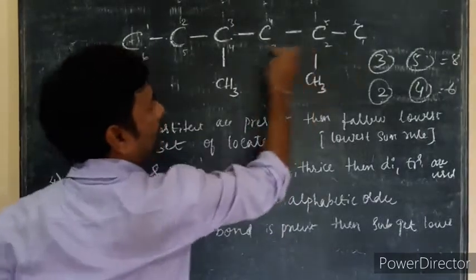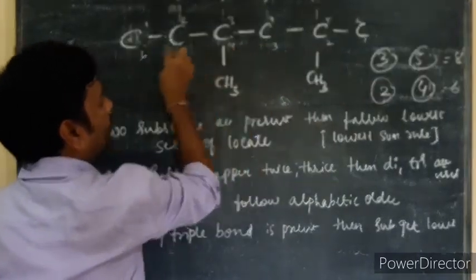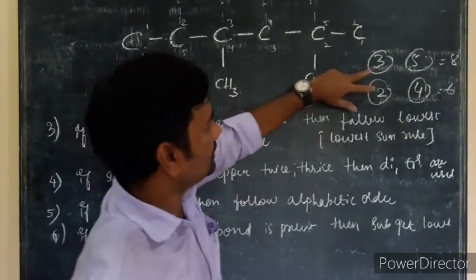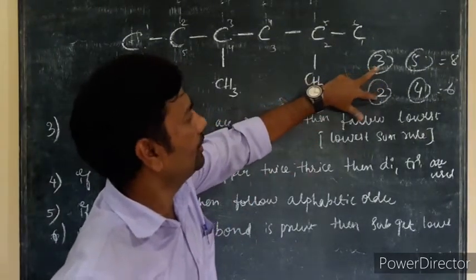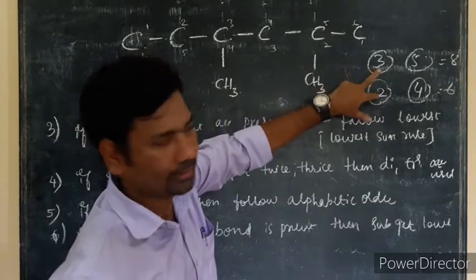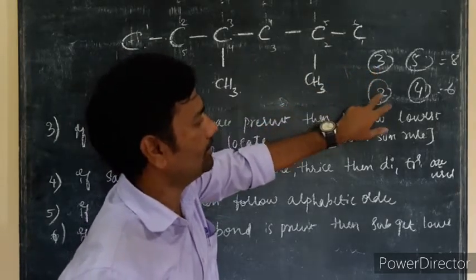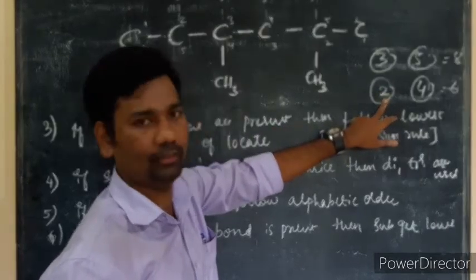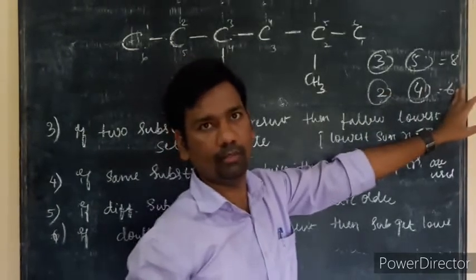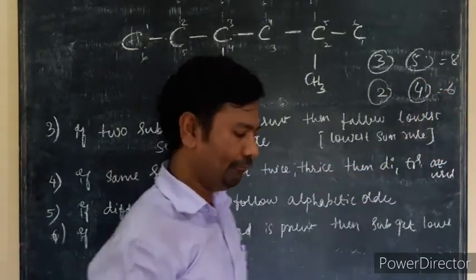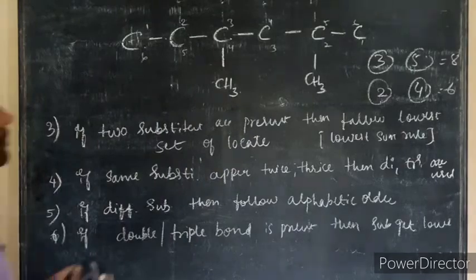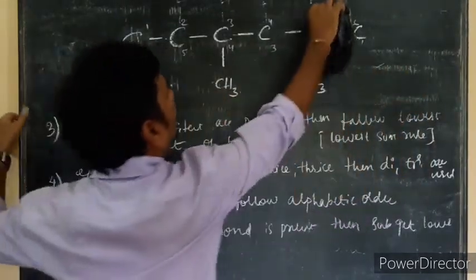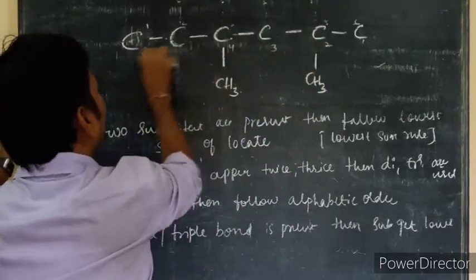That means you need to number like this, 1 2 3 4 5 6. Otherwise, you can also use the lowest set rule. In the first numbering it is 3 first, in the other it is 2 first, so obviously this is less than that. So you can directly follow the lowest set rule, or the lowest sum rule, either one.